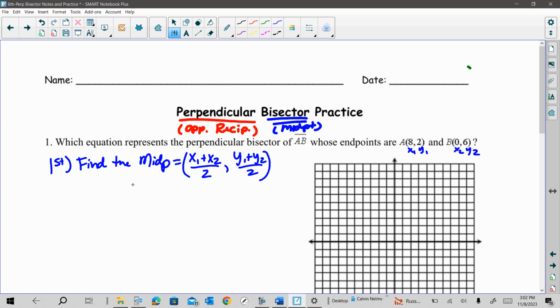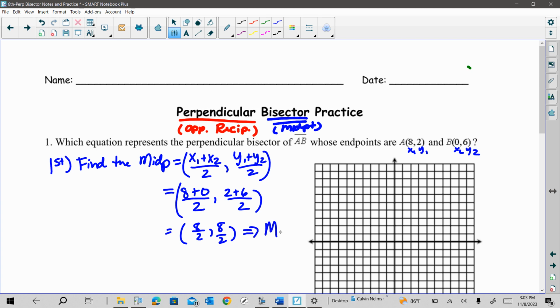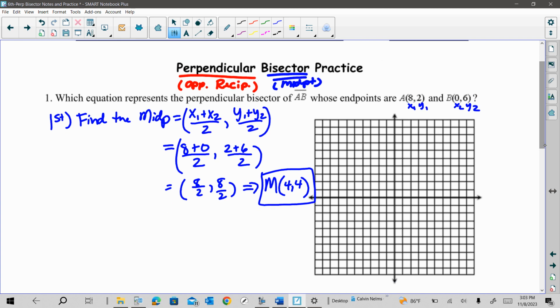So we're going to plug in those numbers for those coordinates. So this would be (8 plus 0) over 2, and (2 plus 6) over 2. So when we simplify this, we get 8 over 2 and 8 over 2. So our midpoint, I'm just going to write it here to the side, M for our midpoint, is really the coordinate (4, 4). This is the point we're going to use in our point slope form for the perpendicular bisector. So first we find the midpoint.